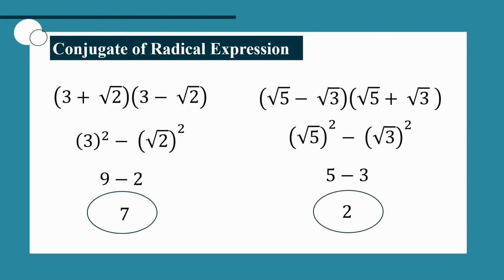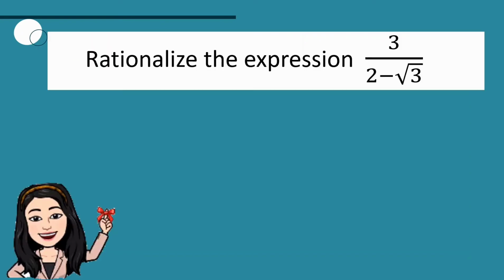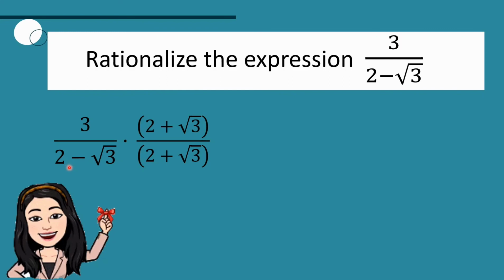Now, for this time, let us rationalize the given expression, 3 divided by 2 minus the square root of 3. How are we going to remove the radical in our denominator? That is by multiplying both the numerator and the denominator by its conjugate. What is the conjugate of 2 minus square root of 3? We have 2 plus square root of 3. Whatever we multiply to the denominator, we also multiply to the numerator. Now, let us simplify.